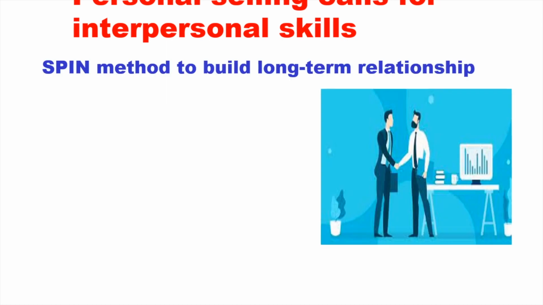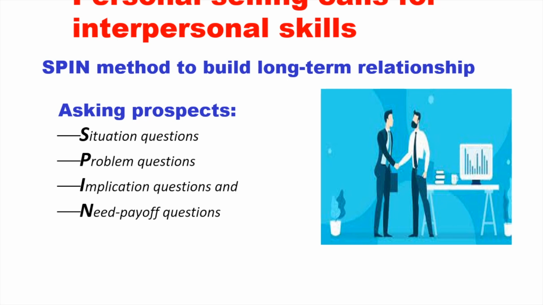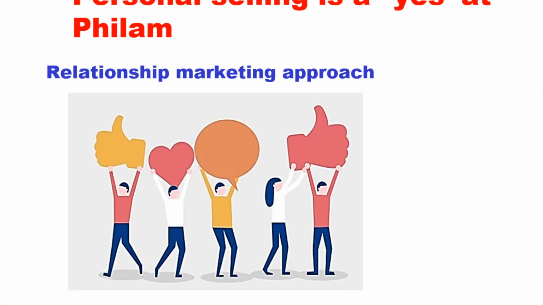Finally, personal selling. One of the principles of personal selling is the SPIN method, which helps build long-term relationships by asking prospects several types of questions. This includes situation, problem, implication, and need-payoff questions. At Philum, marketers put the focus on customer experience to build trust and loyalty. With the mobile apps right now, they get in touch at other times.